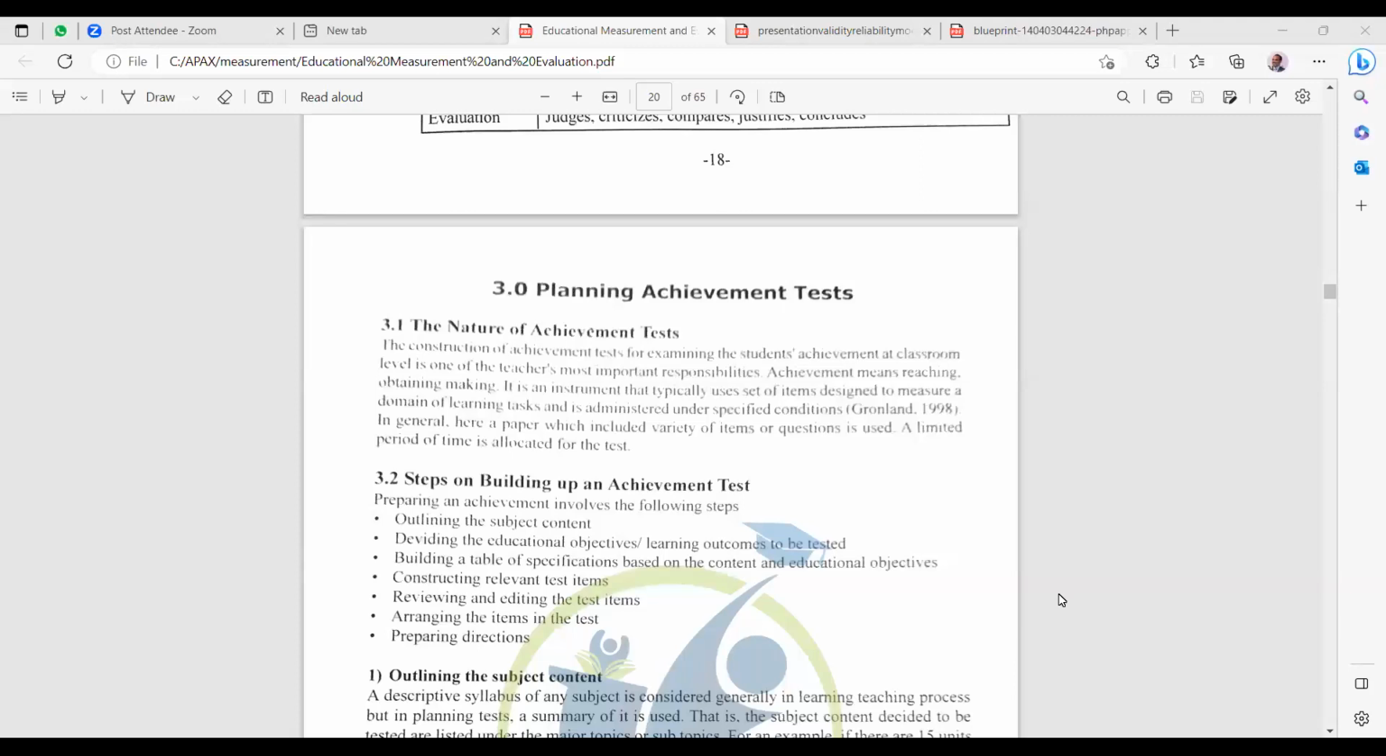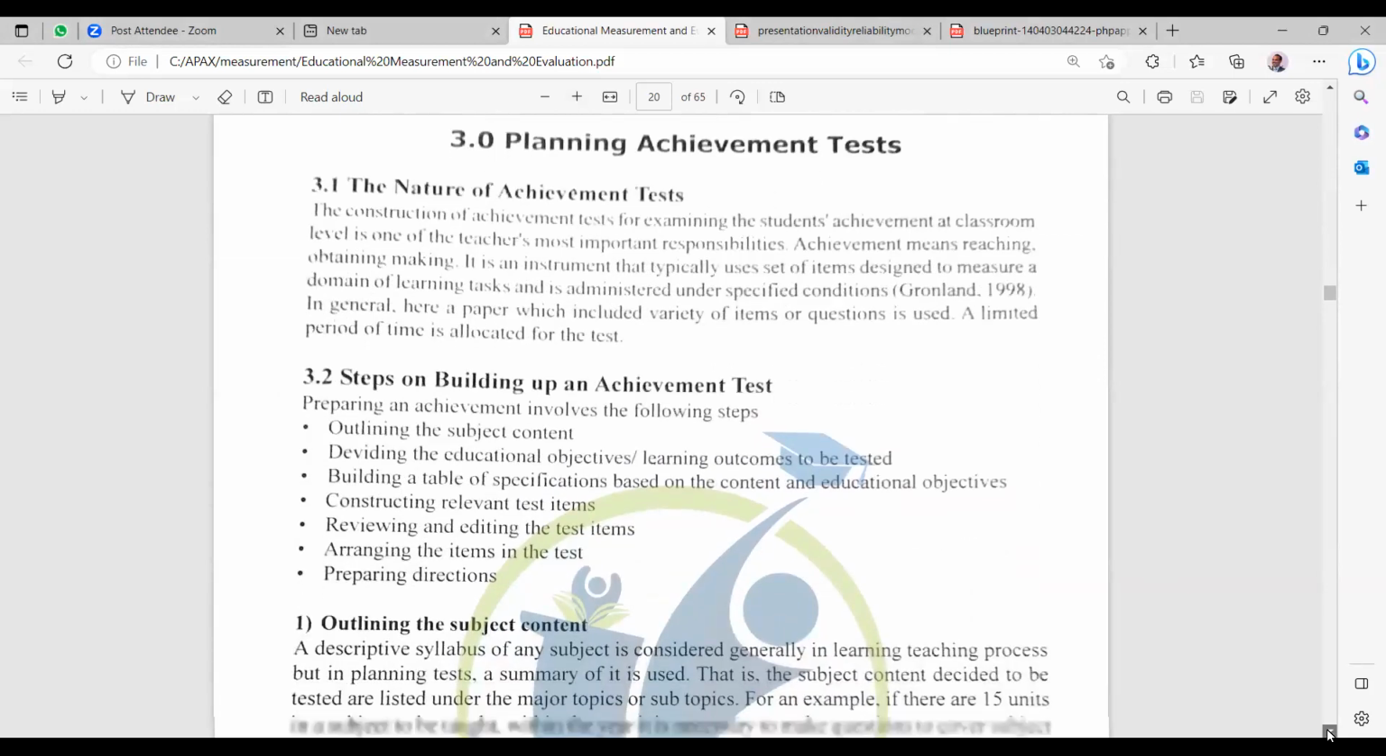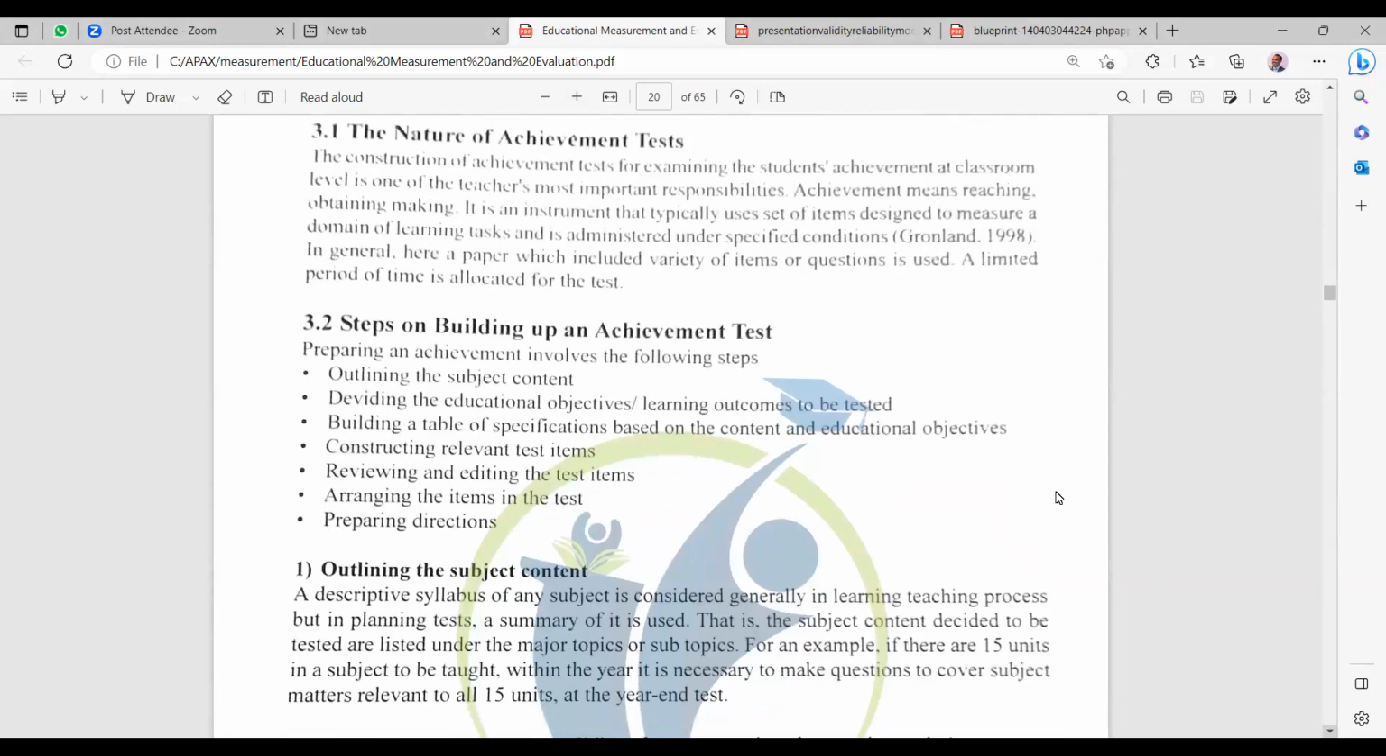Right. So hope all of you can see this, and you have the document with you. Anyway, I would like to discuss from this document. It's planning achievement tests, right? So often these achievement tests are prepared by teachers themselves in the classrooms once they have to conduct achievement tests, maybe at the end of a term, at the end of the year, etc.